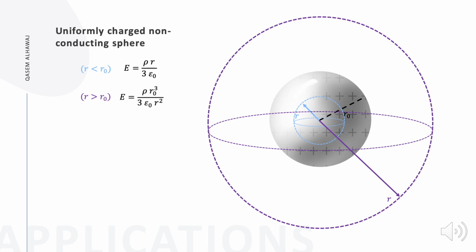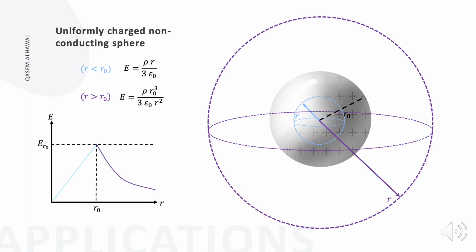And if we represent both equations on a graph, it would show that the electric field strength inside the object will increase at a constant rate till the surface, then decreases.